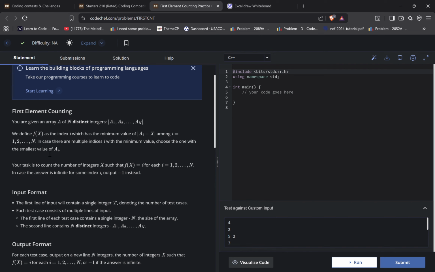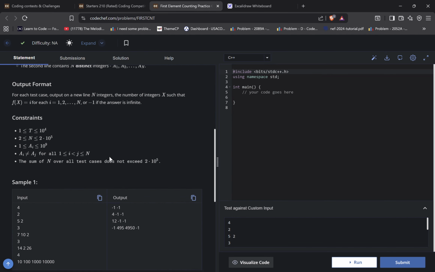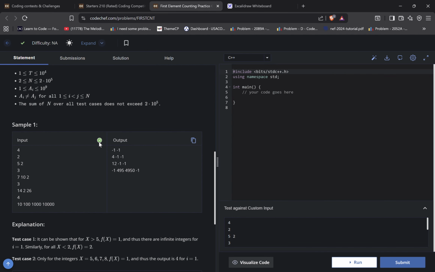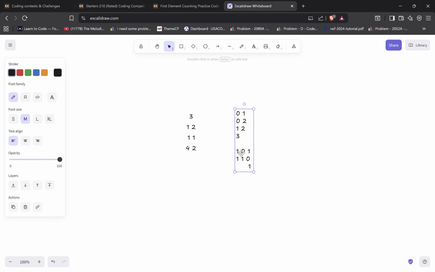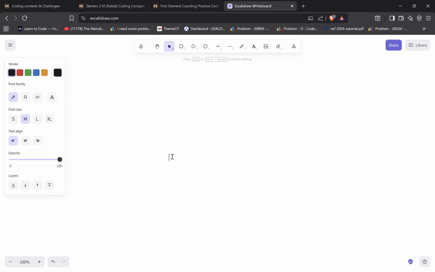The second one was, if there is an array of n distinct integers, define f of x, which is the minimum value of this. In case there are multiple indices with the minimum one, choose the one. Oh, this was a bit tricky. For this, what I did was, let's take this case. This has one observation that is very important for you to make.